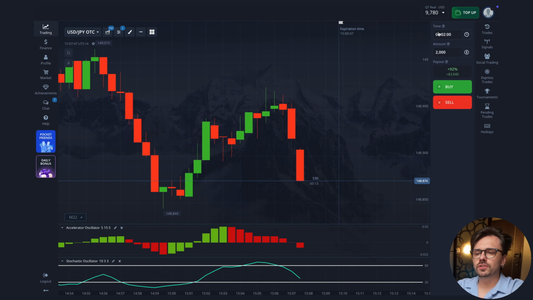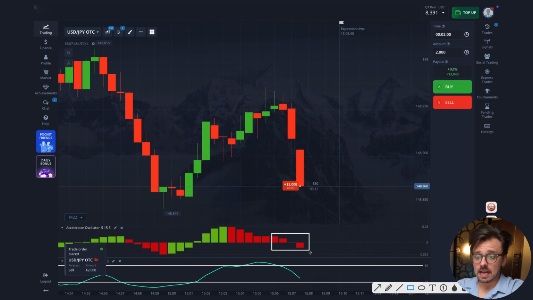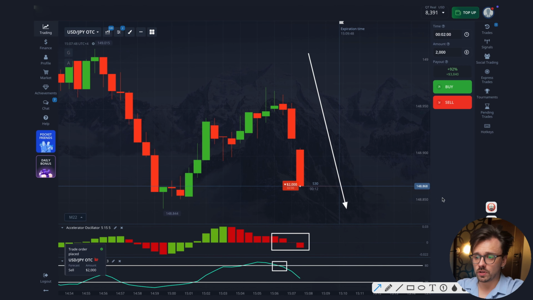Alright, I'll continue. What happens if I enter now? Let's find out. Opening a sell for $2,000. The histogram has turned from green to red, and several bars in a row are now below zero. This means downward momentum is accelerating. Stochastic oscillator was in the overbought zone above 80 and now is dropping sharply, a classic sell signal. The market is overheated and is reversing.